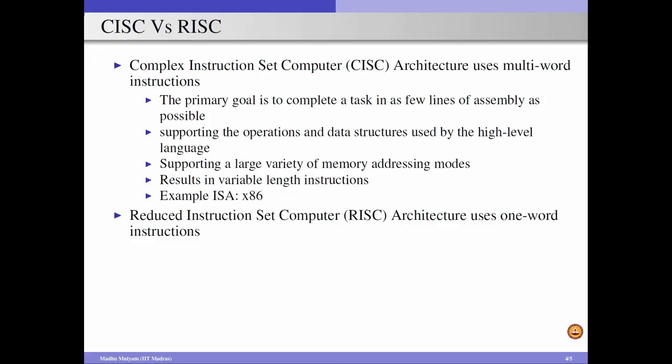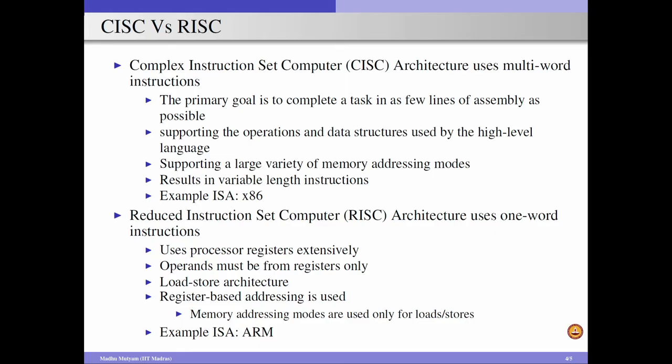To overcome all these problems and also to exploit the cost reduction of the memory, a new class of architecture was proposed, which is called RISC. RISC stands for Reduced Instruction Set Computer Architecture, and it uses one-word instructions rather than multi-word instructions. Because the processor design has evolved significantly and supports multiple registers inside it, we can exploit these processor registers for efficient computations, making extensive use of them to deal with RISC instructions.